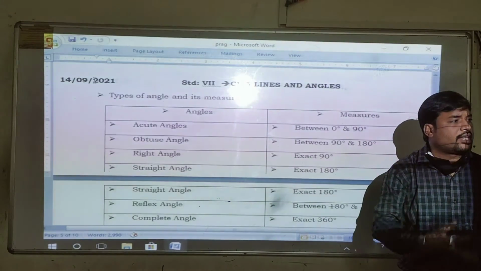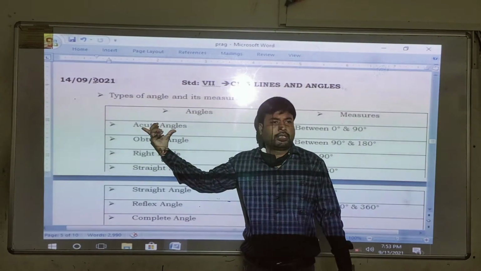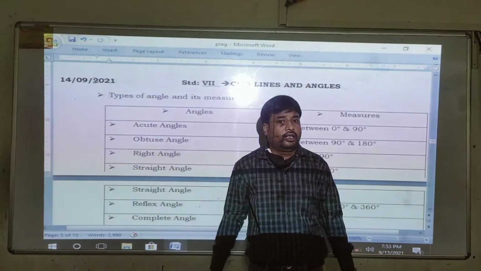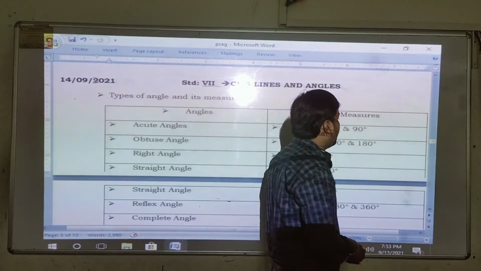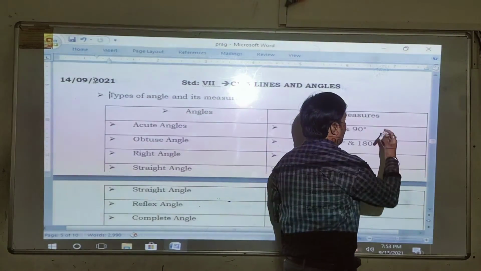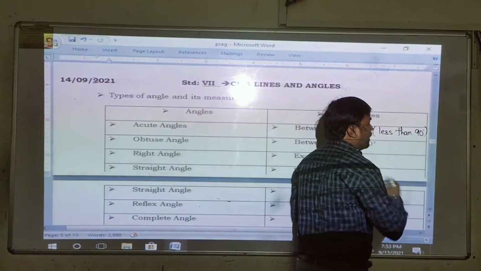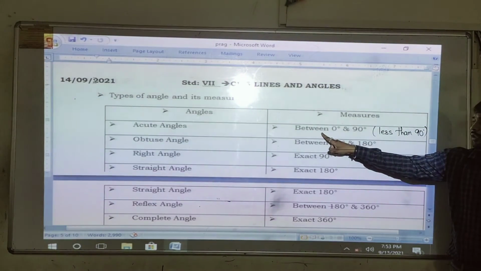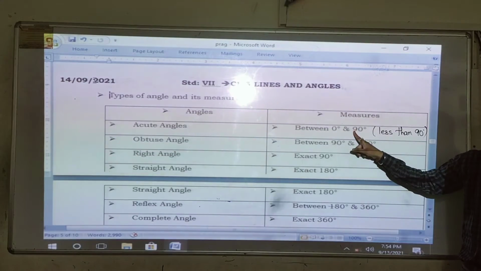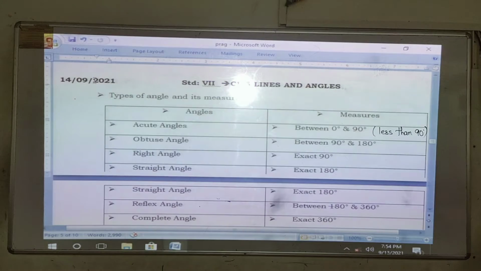And I think it may have been logged out of your mind. The first one, very familiar, is the acute angle. An acute angle's measure is always between 0 and 90 degrees, or simply you can say less than 90 degrees. But we have to remember the range. Between means 0 is not included and 90 is not included. In between, whatever angles come, all of them are called acute angles. Understood?